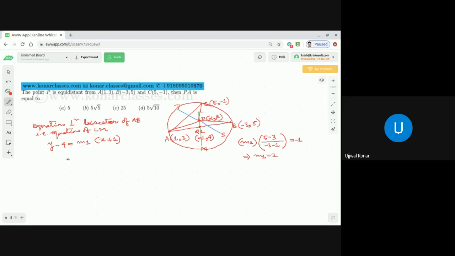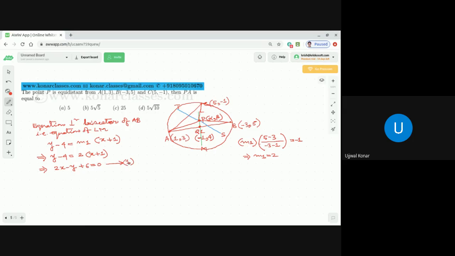m1 should be equal to 2. So from here what we get, dear students, y minus 4 is equal to 2 into x plus 1, and if you simplify it, what we are going to get is 2x minus y plus 6 equal to 0. That we give as equation number 1.